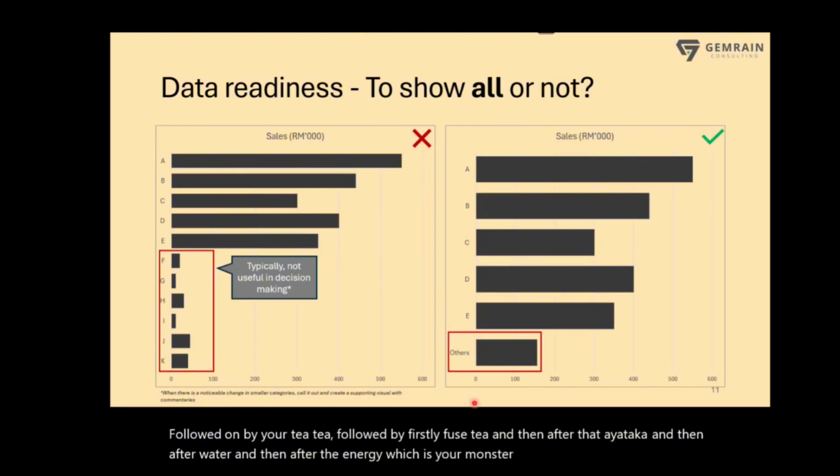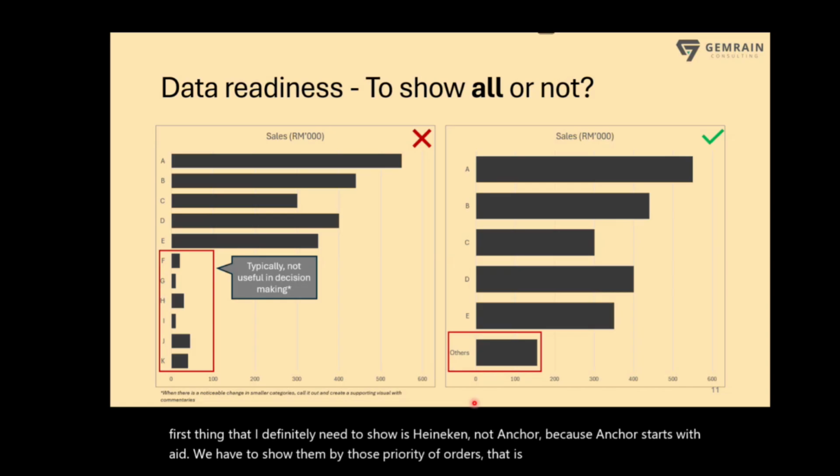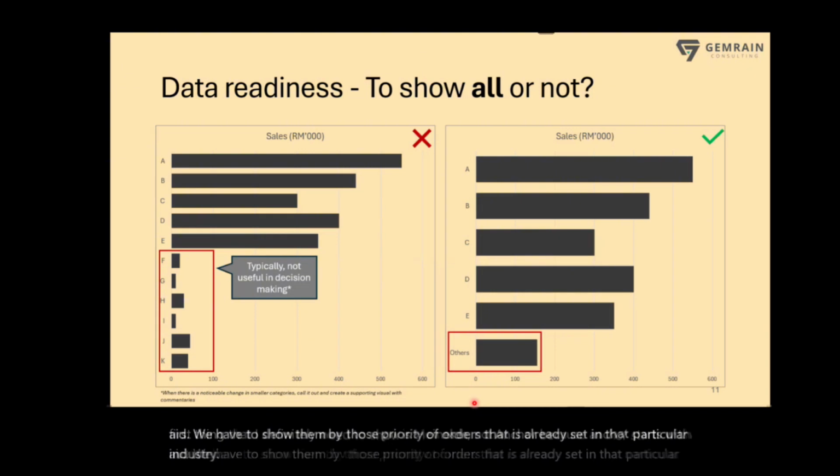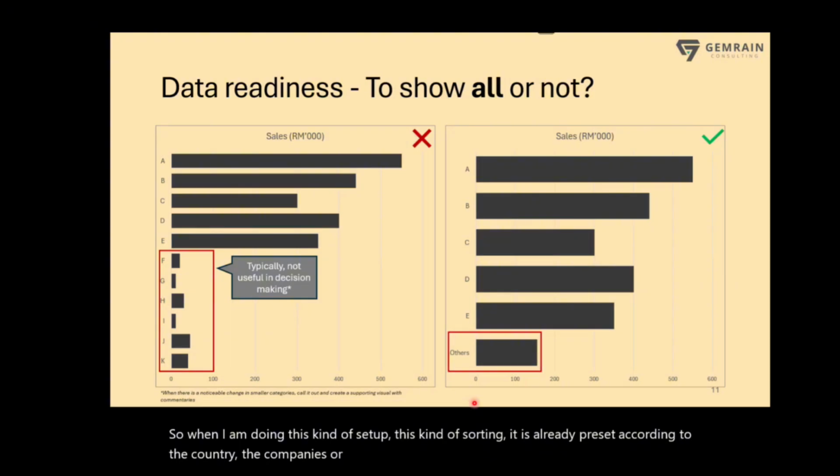If I were in Heineken, the first thing that I definitely need to show is Heineken, not Anchor, because Anchor starts with A. We have to show them by those priority of orders that is already set in that particular industry. So when I am doing this kind of setup, this kind of sorting, it is already preset according to the country, the companies or industries best standard practices.